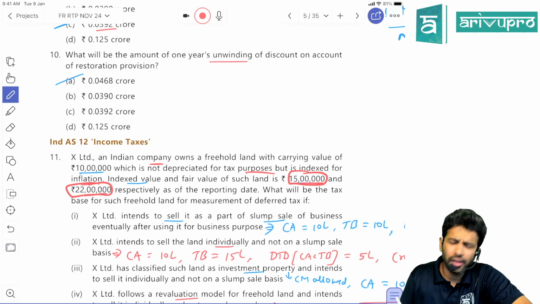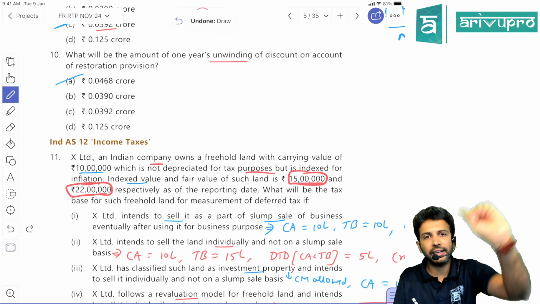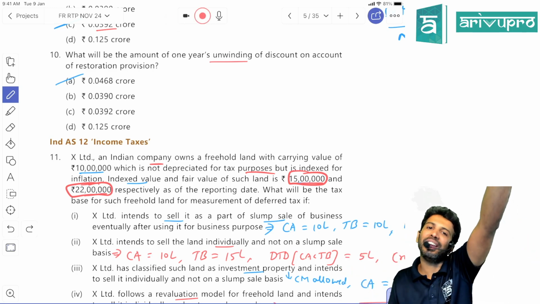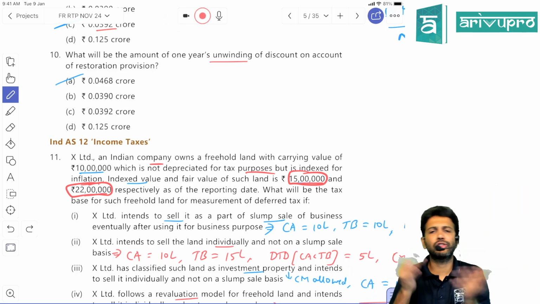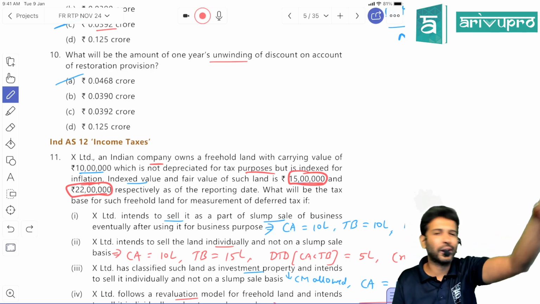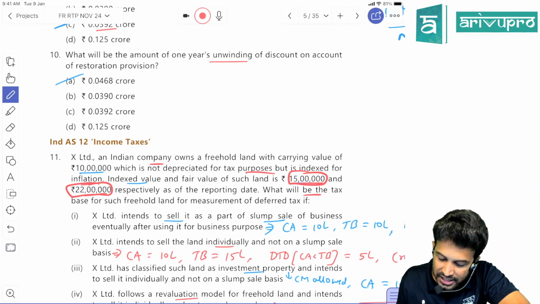That means up to 15 lakh, if you're selling the asset, you don't have to pay any tax to the government. Though you purchased for 10 lakh, the indexed value is 15. So if you exactly sell it at 15, the selling price will be 15, the indexed cost also will be 15, so profit on sale will be 0. If you sell it at a price higher than 15 lakh, you may have to pay some LTCG. What will be the tax base they're asking?